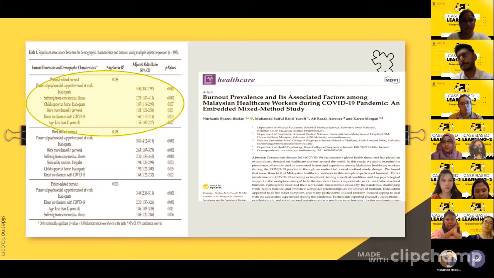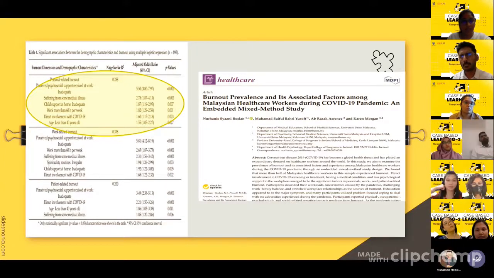In a study done during the pandemic in Malaysia on burnout prevalence and its associated factors among healthcare workers, I'd like to bring to your attention the three major factors that were studied. The personal related burnout characteristics that were studied were adequacy of received psychosocial support at work, individuals suffering from some medical illness, adequacy of child support at home, working hours, and even age. Out of this, direct involvement in medical conditions or inadequate psychological support at work were at higher risk of developing personal related burnout.